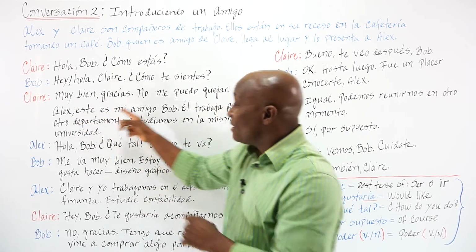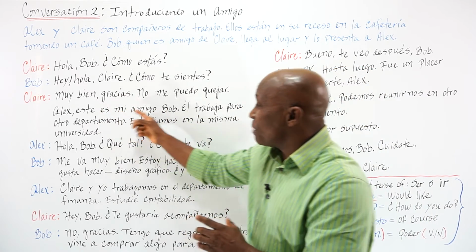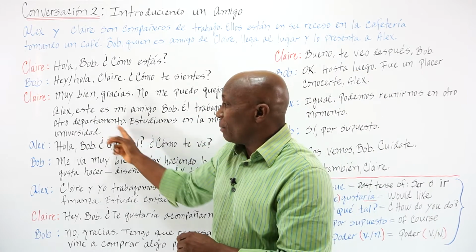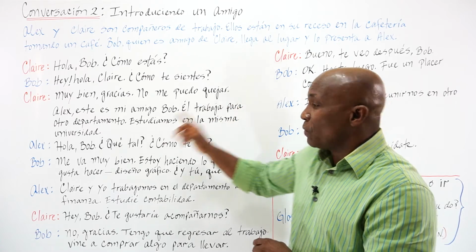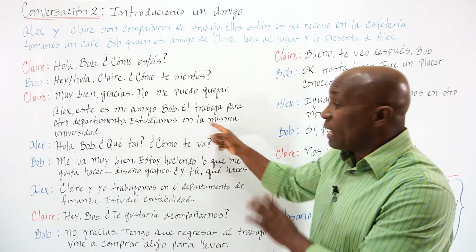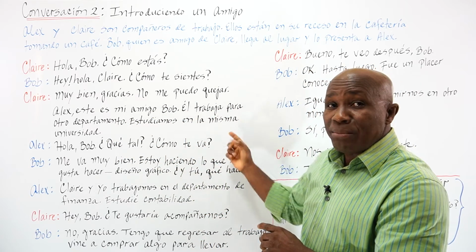Alex, este es mi amigo Bob. Alex, this is my friend Bob. Él trabaja para otro departamento. He works for another department. Estudiamos en la misma universidad. We studied in the same university.